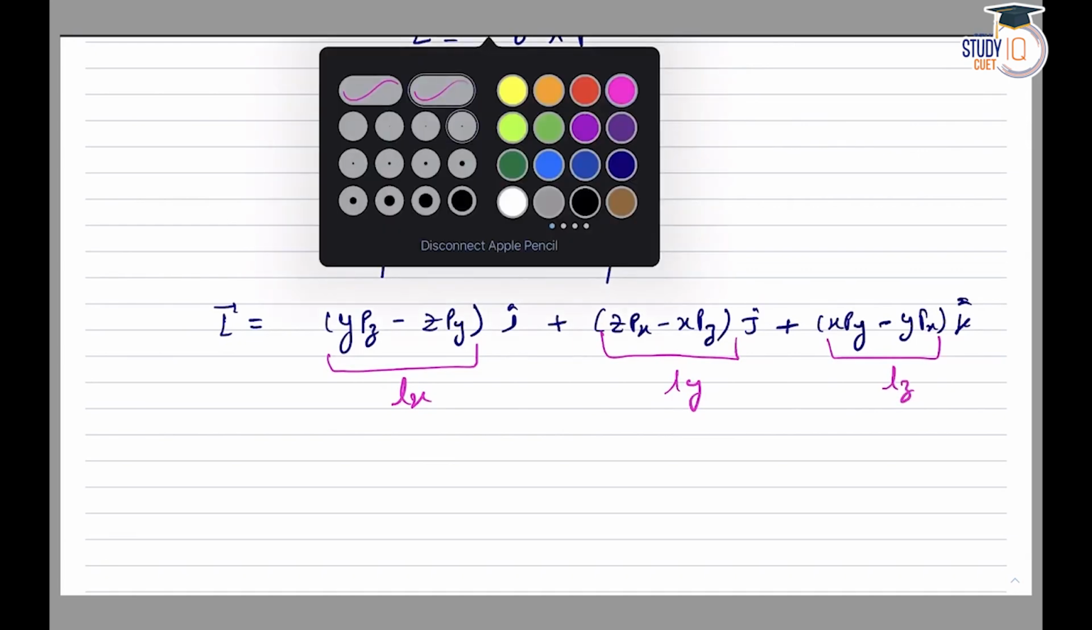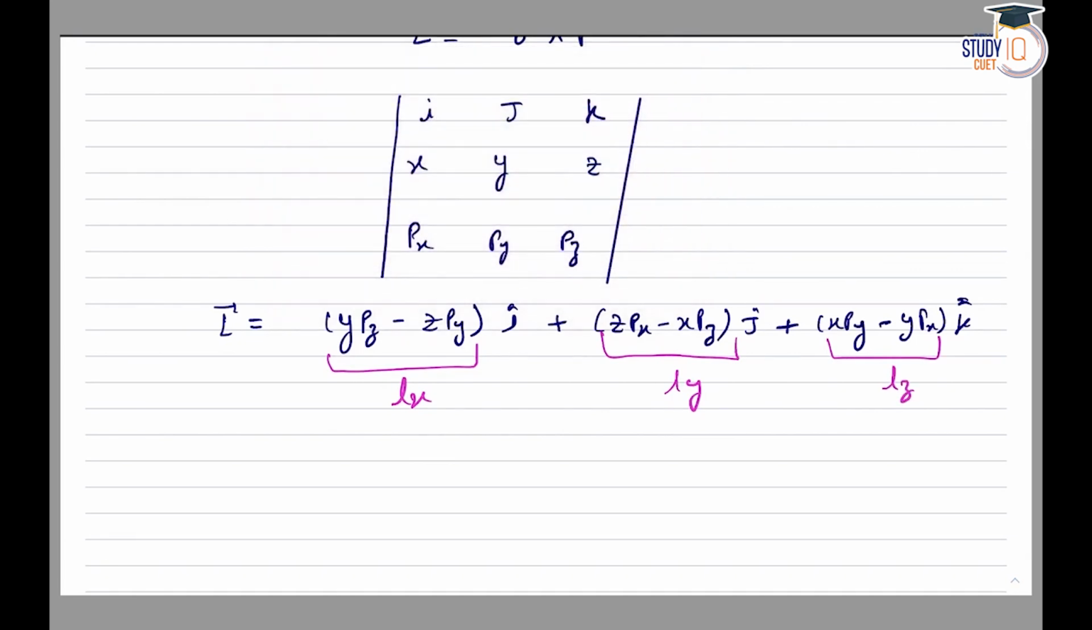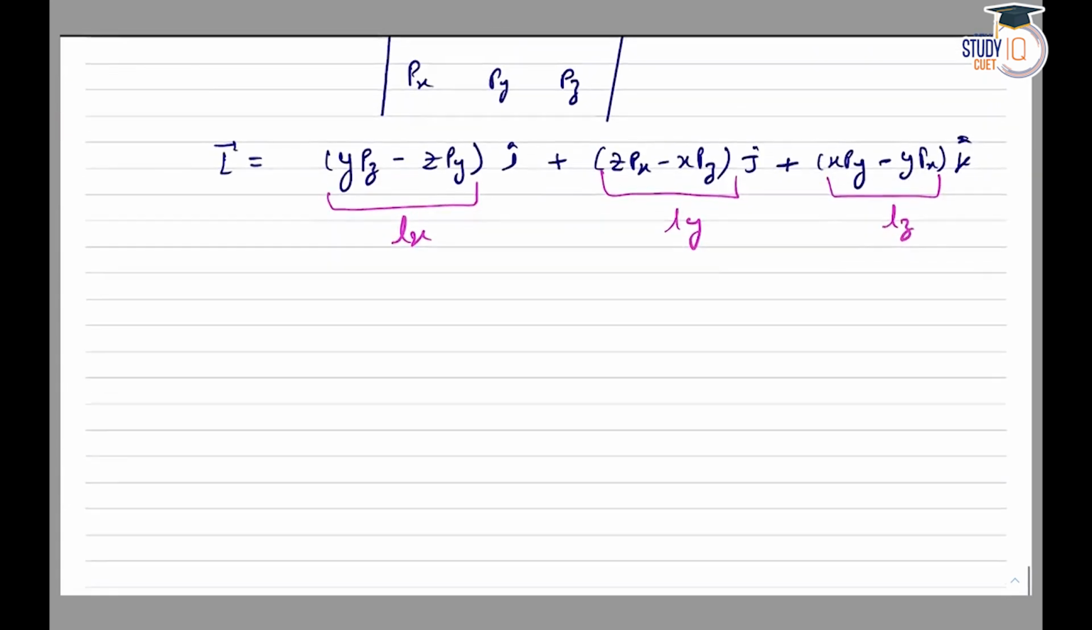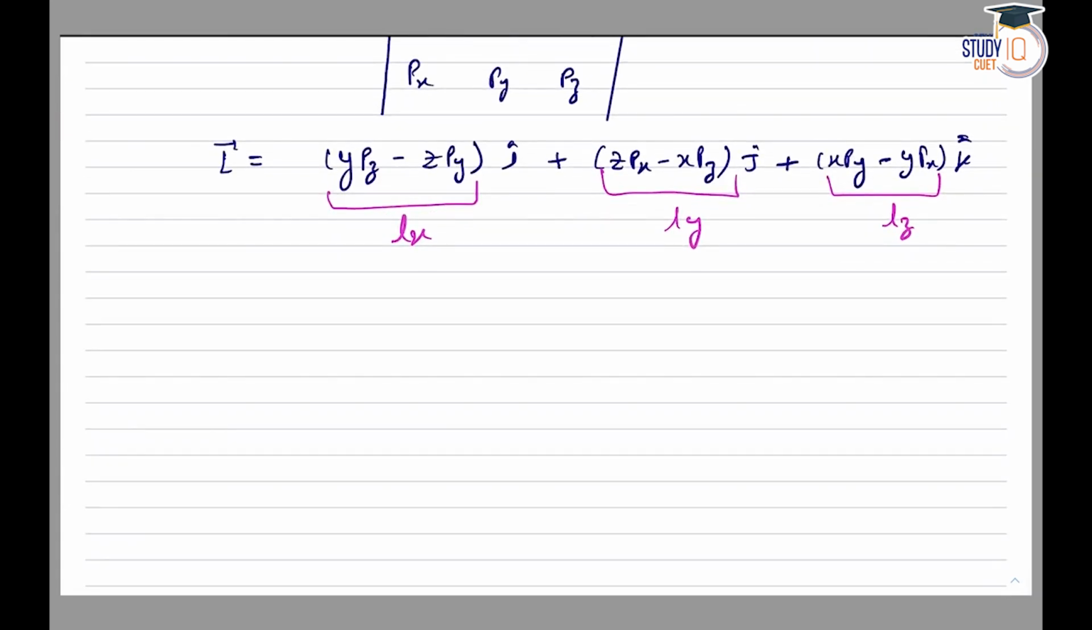Now the other part he is trying to say is that if the particle moves only in the xy plane, this implies that z is equal to 0 and pz is equal to 0. Now in the value of angular momentum, if you substitute pz and z equal to 0, clearly from this we can say this term cancels out, this term cancels out, and the value of this will be left.